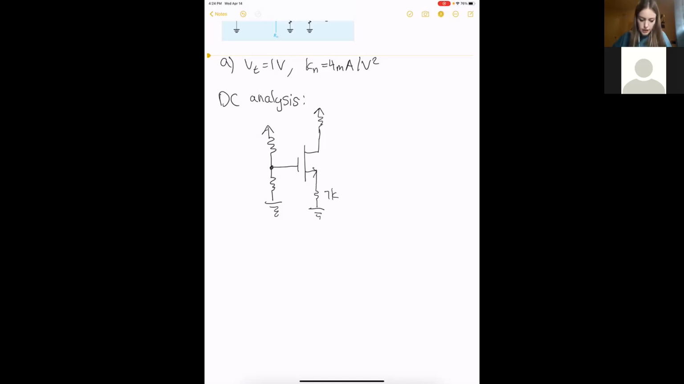This is 7K, this is 16K, this is 10M, and this is 5M. I'm going to label this as I1. This is also actually I1. This is our ID, and this is our IS, which is equal to ID. Okay, so what can we find?